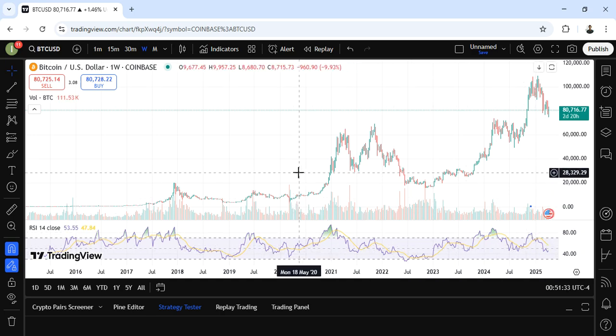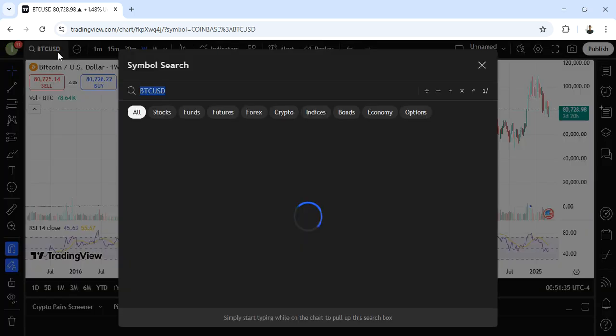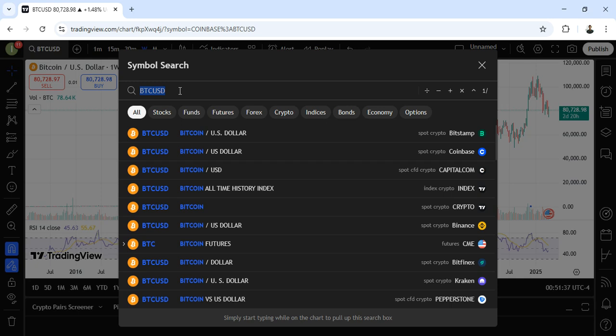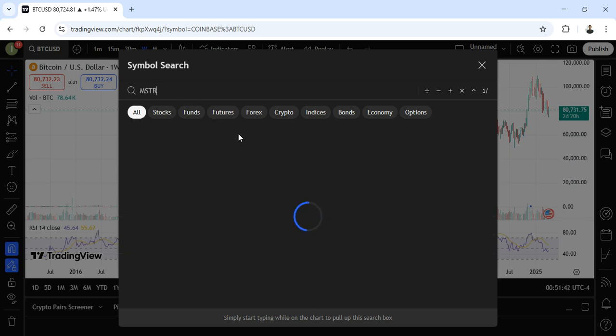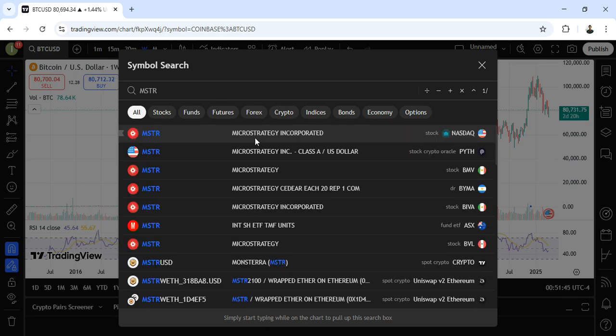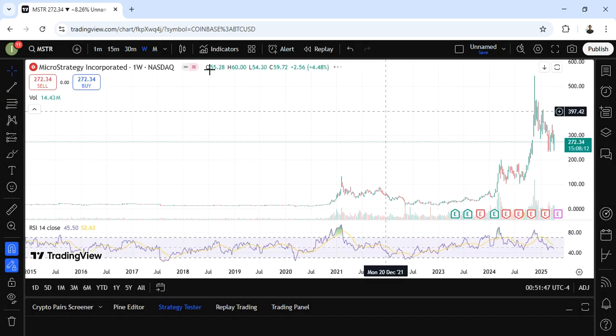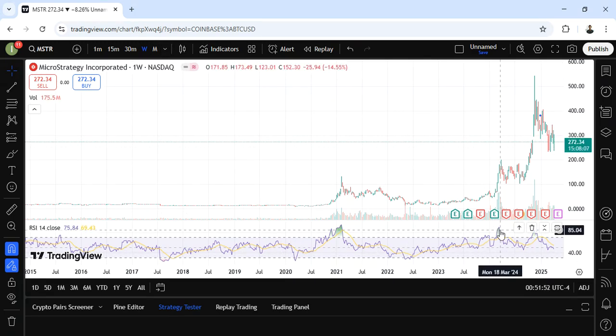Now, the same thing applies if you're using the stock market as well. So we can pull up a quick example with the stock market. So let's pull up a pretty popular stock. Let's pull up MSTR. Okay, so Strategy. The same thing applies here. If we take a look here, those conditions where Strategy was really overbought and started to approach 100 on the RSI, those were good times to dump your bags. Conversely, when Strategy stock dipped below 50 on the weekly chart, those were good times to buy.